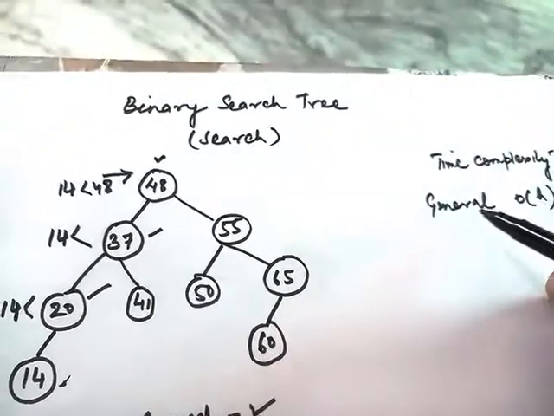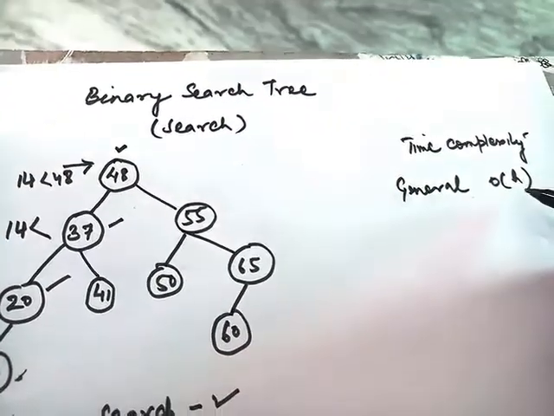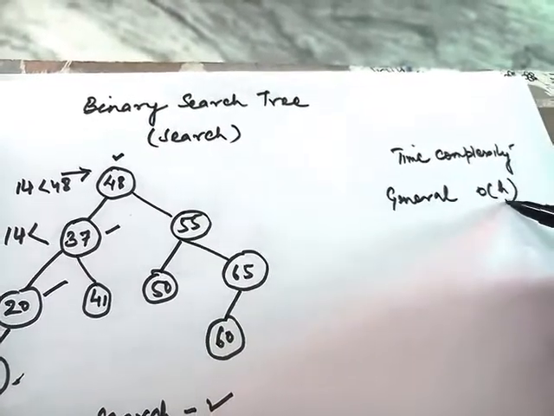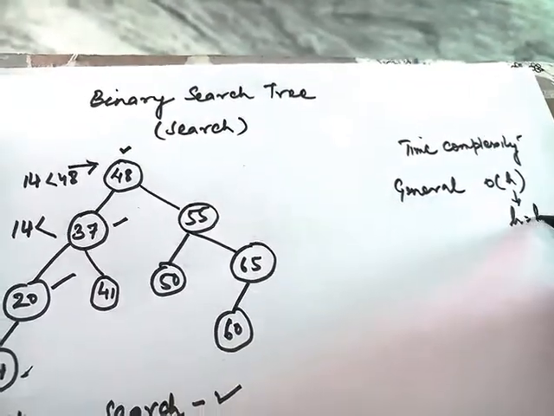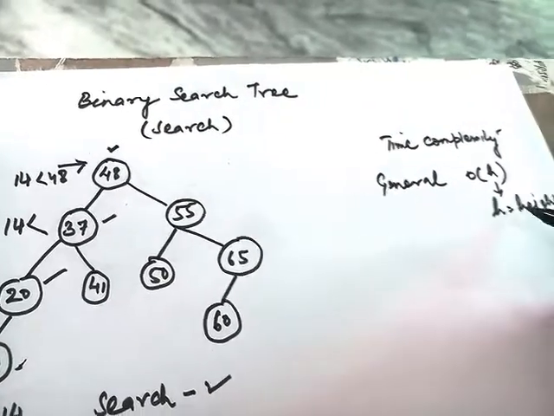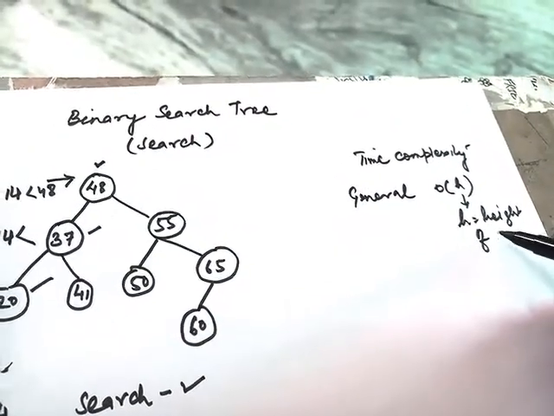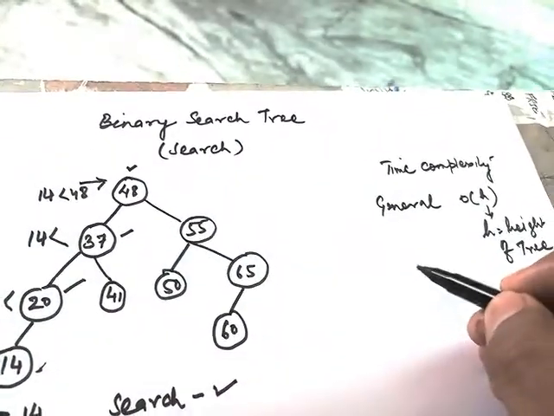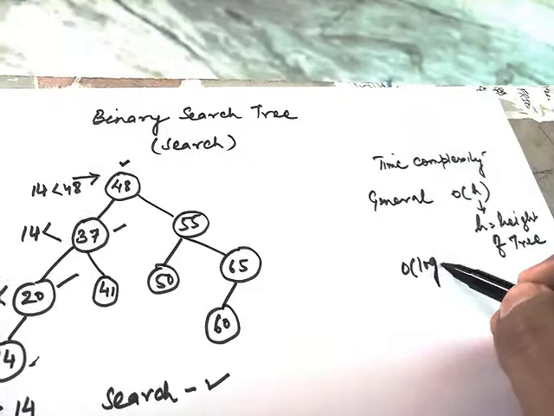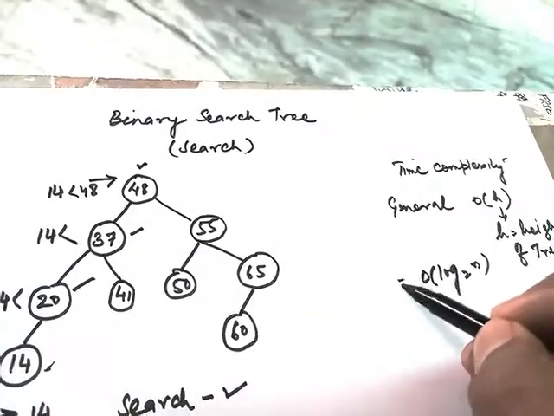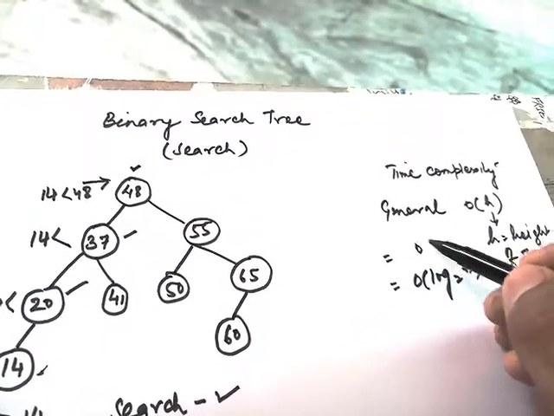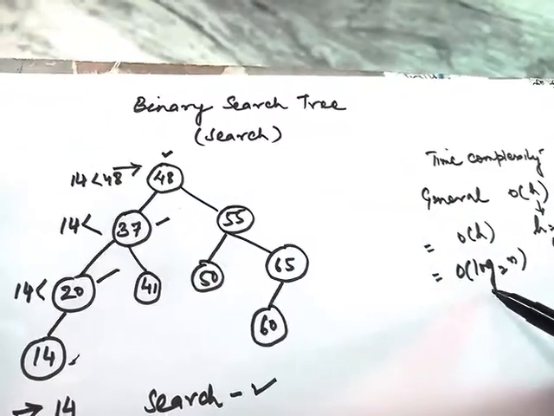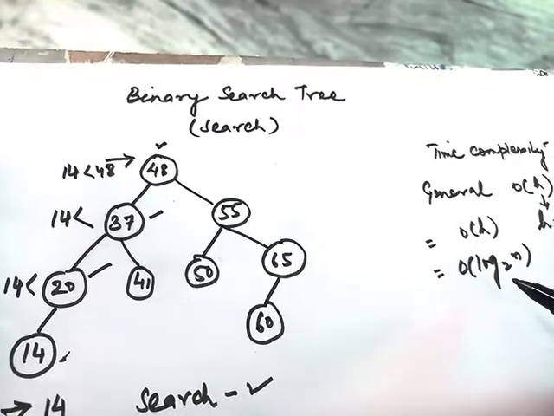So the running time of this searching algorithm, in general, the time complexity of the search algorithm in a BST is order of h, where h is the height of the tree. We can also say this is order of log n. We can say either order of h or order of log n is the search time complexity of a BST.